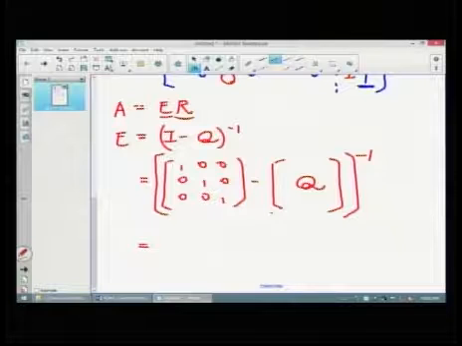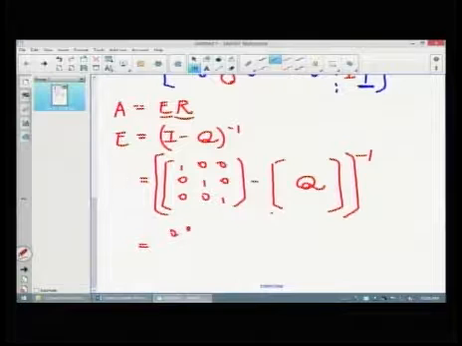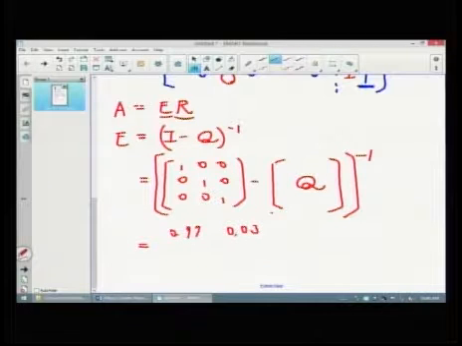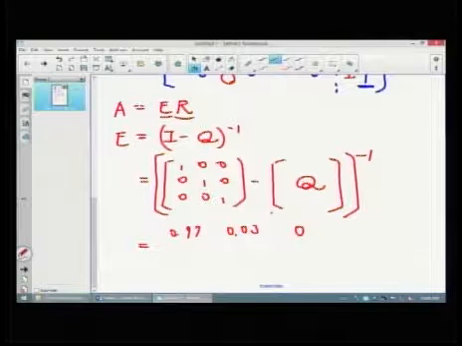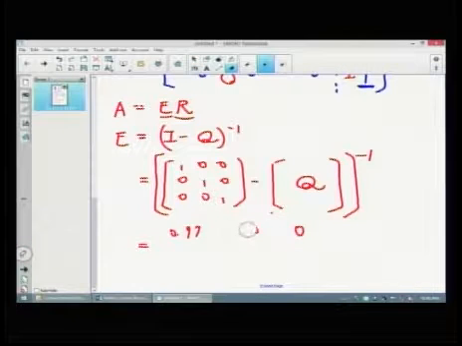So what is that? That's going to be 0.97, and then 0.03 and 0. Should be minus, right? Sign there. And then negative. Oh, no. This is wrong.